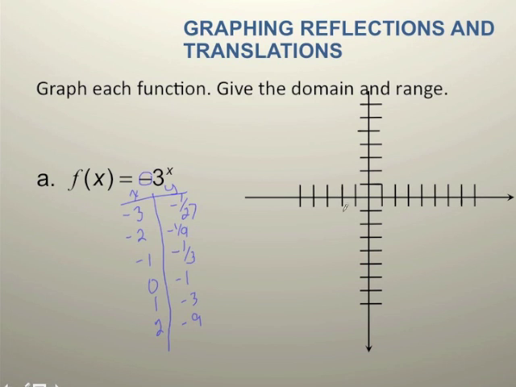Well, -3, -1/27 is barely going to be there. -2, -1/9; -1, -1/3; 0, -1; 1, -3; and 2, -9.